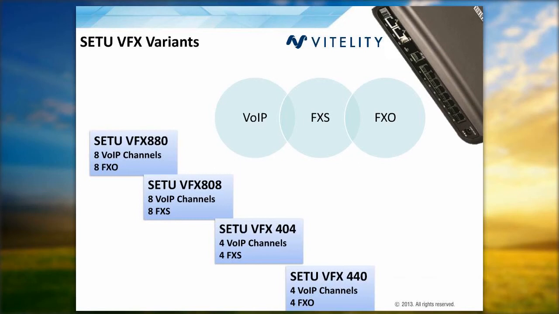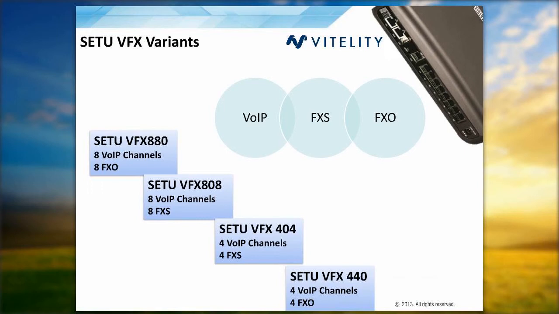VFX 880. So how do you distinguish what port configurations there are? This is where the engineers get to name the product, right? Or the model number. So V always stands for voice over IP. FX or FXTH basically indicates the presence of FXO or FXS ports. The numbers following that tell you how many SIP channels and how many analog ports are available. So VFX8 means it's got 8 SIP channels, 8 FXO ports, and 0 FXS ports.